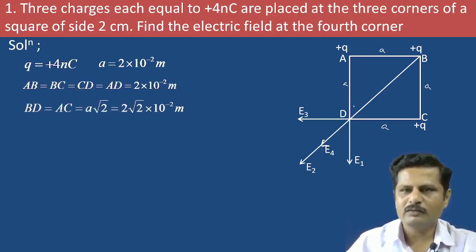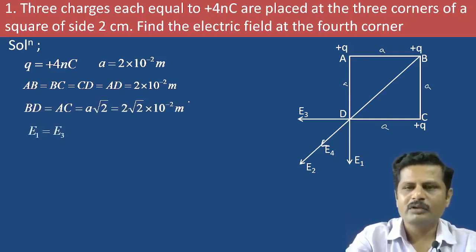By using Pythagoras theorem we can get AC equals a root 2, and here a is 2 into 10 raised to minus 2, so BD equals AC equals 2 root 2 into 10 raised to minus 2 meter.